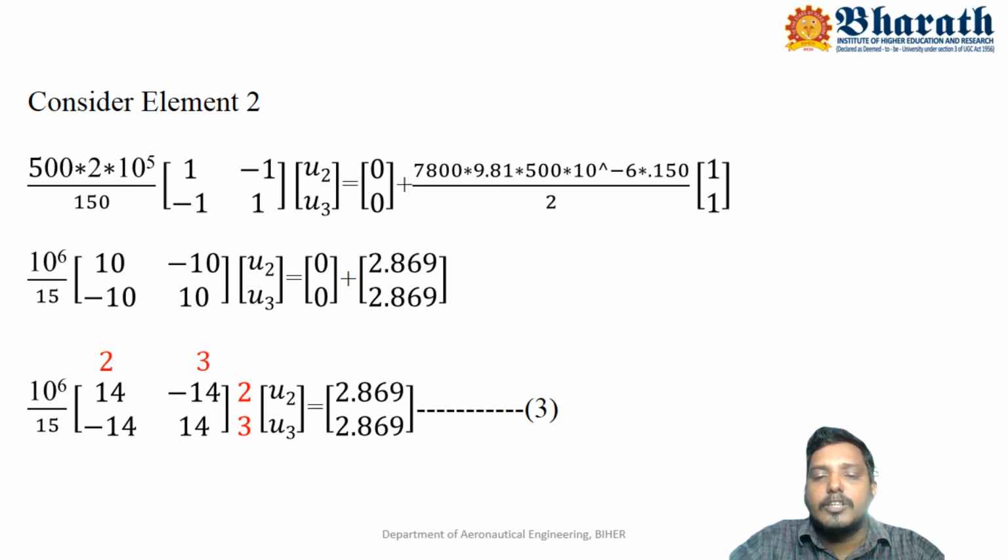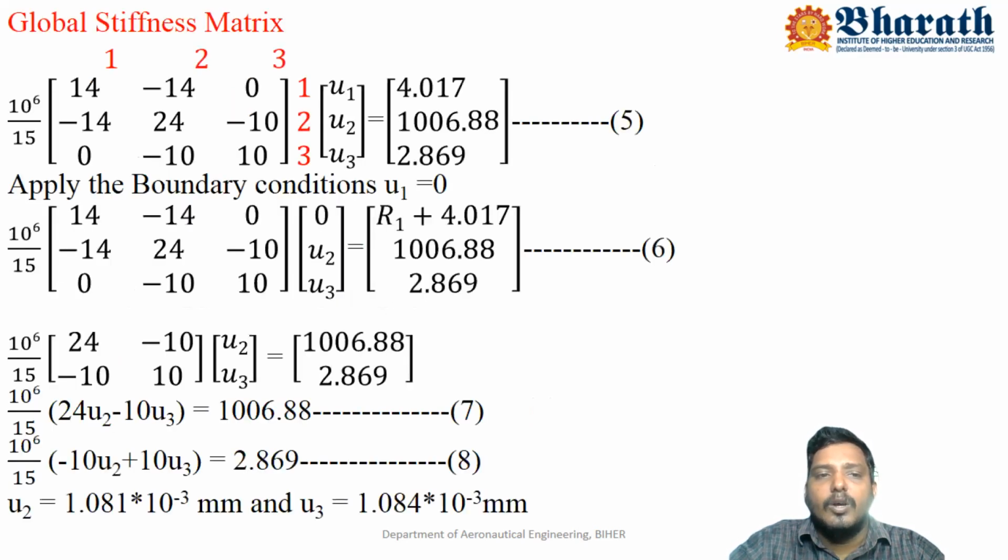While assembling equations 2 and 3, we will get the global stiffness matrix. I already told how to assemble a global stiffness matrix. Here we have 2 elements, each element having 2 nodes. Therefore, the total number of nodes is 3, each node having 1 degree of freedom. Therefore, the size of the stiffness matrix is 3 cross 3. Then we will obtain equation number 5.